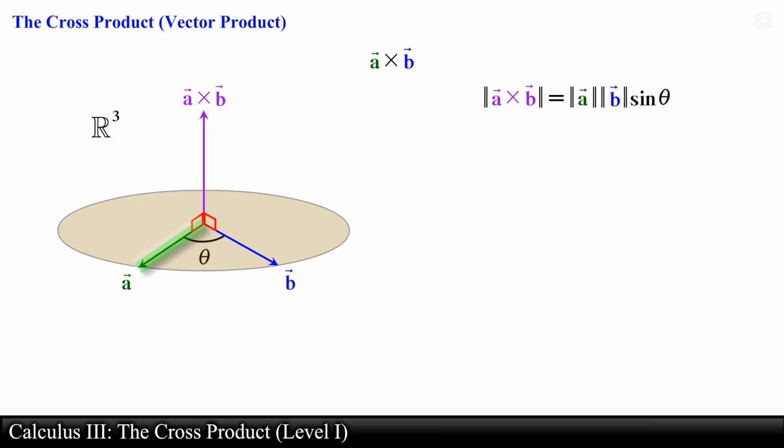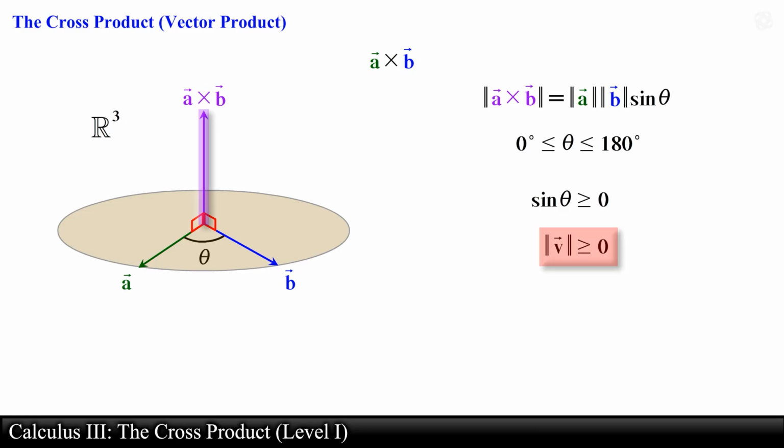We measure the angle theta from vector A toward vector B and take the smaller of the two possible angles. Similar to the dot product, theta ranges from 0 to 180 degrees. With the cross product defined this way, the value of sine of theta will always be greater than or equal to 0. This way, the new vector will never have a negative magnitude. Recall that the magnitude of a vector is always a positive number, or 0. By using an angle between 0 and 180 degrees, along with sine of theta, we are able to generate magnitudes that are positive, or 0.